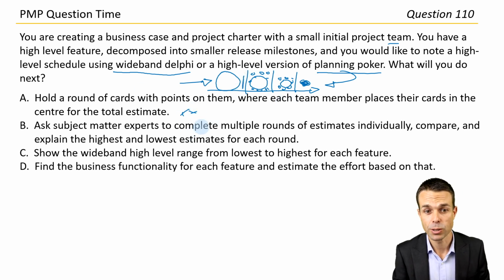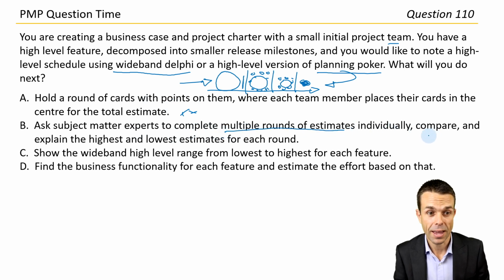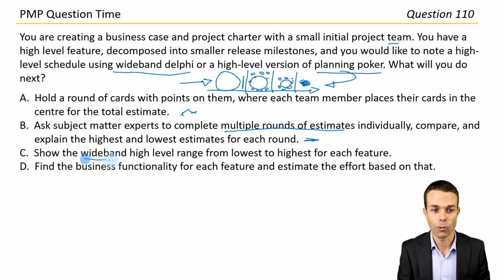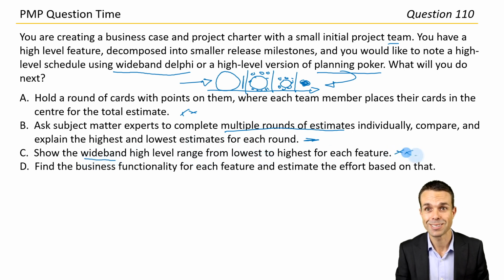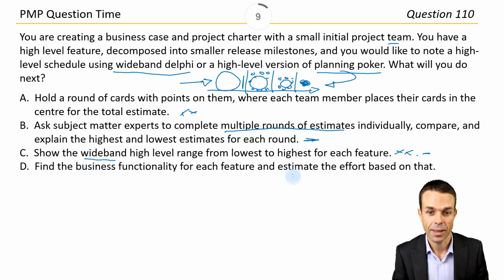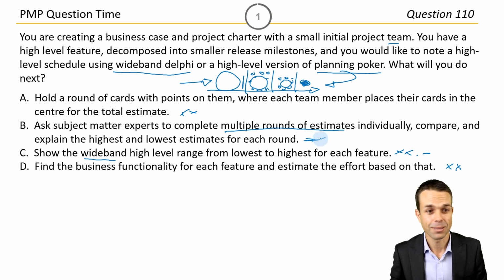Ask subject matter experts to complete multiple rounds of estimates. Sounds good. Individually compare and explain the highest and lowest estimates for each round. That's exactly it. Show the wideband high-level range from the lowest to highest for each feature. They used the right word, but that's not the right process, so let's put a no for now. Find the business functionality for each feature and estimate the effort based on that. I think that's a different type of estimation, not wideband, so that's a no. Let's go with answer B.